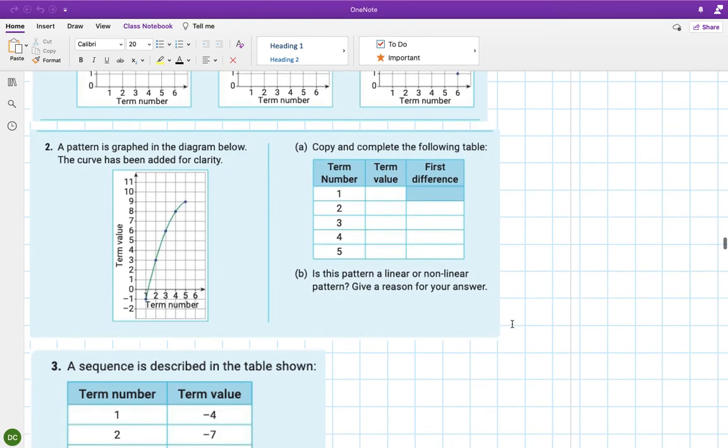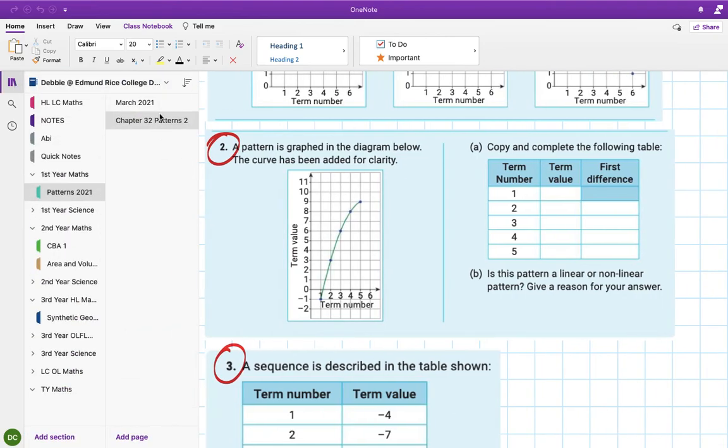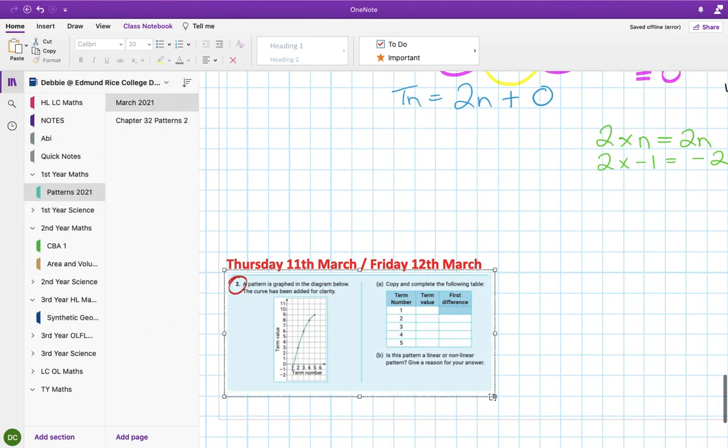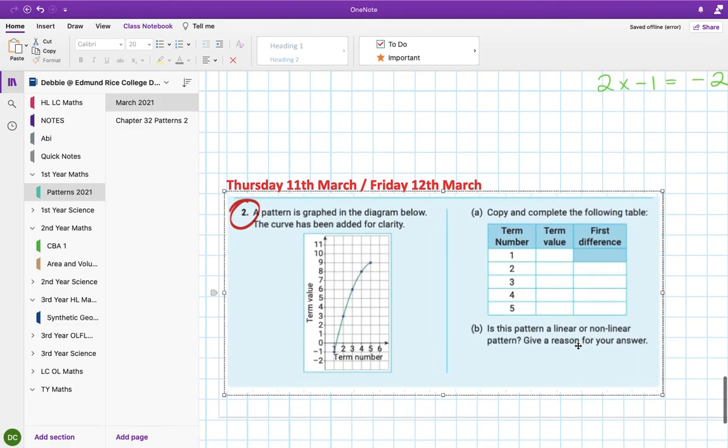Right, so I'm going to get you for homework to do question 2, and I want you to draw question 3. So question 2 and question 3 are going to be for homework. These are due for Monday.